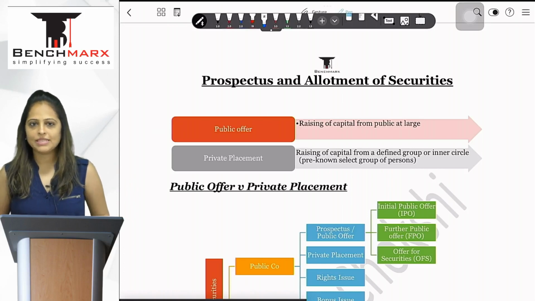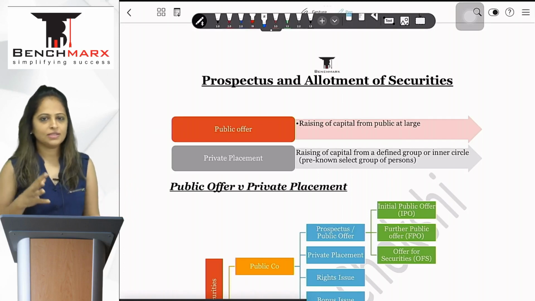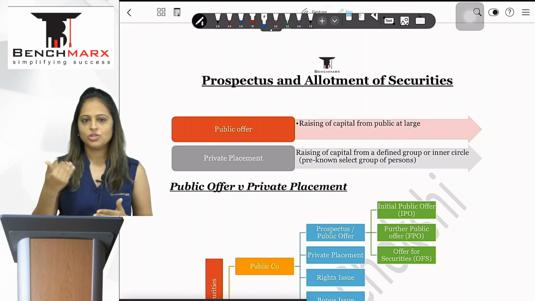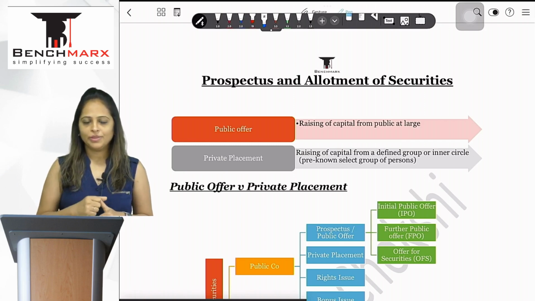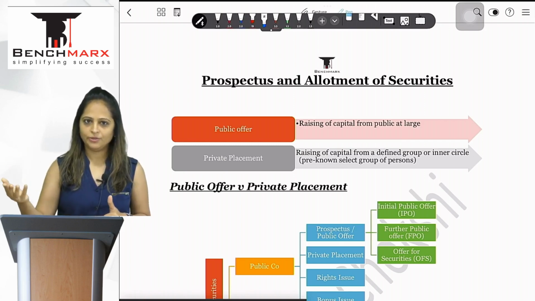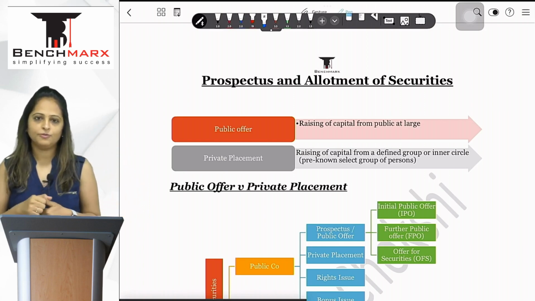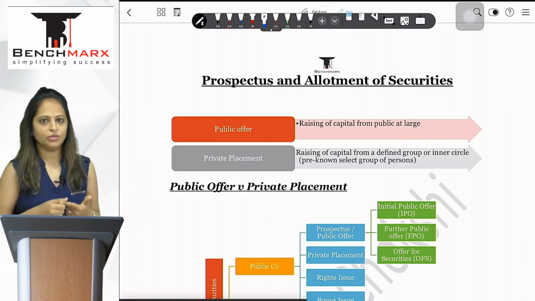So today we will be starting with the revision of prospectus. Prospectus is basically nothing but a document which you issue when you want to invite money from the public. If you are a public company, you can issue prospectus and you can invite money from the public by way of IPO or for the public offer.